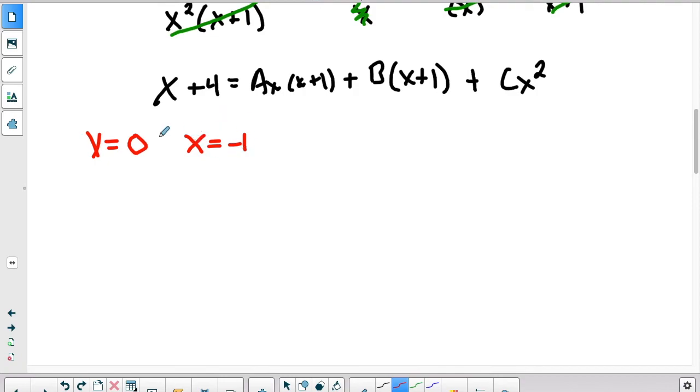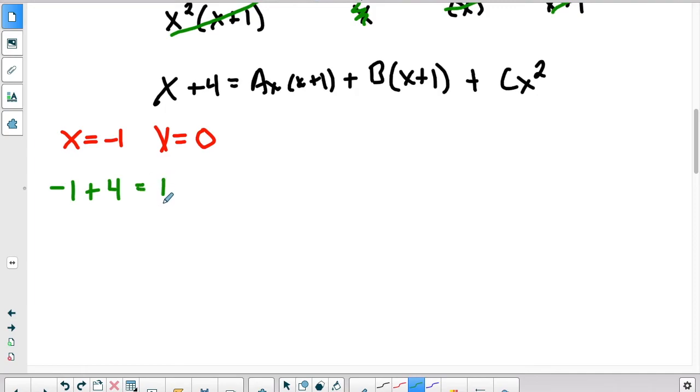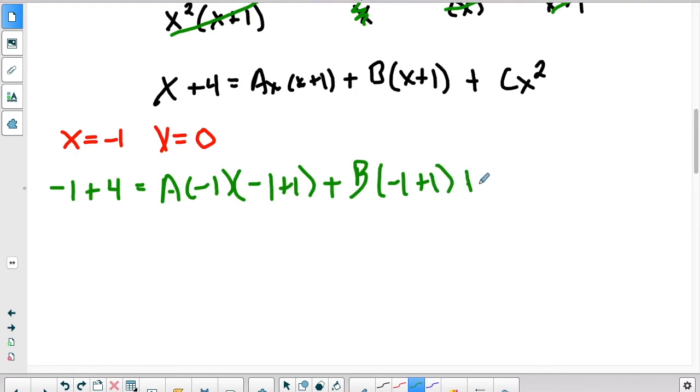Now the first one I'm going to do, again, kind of like the last one, is -1 first. It doesn't matter which order we do it. We could do 0 first or -1 first. It doesn't matter. So I'm going to do -1 first, and I'm going to plug that in. So what we'll have is -1 plus 4 is equal to a times -1 times -1 plus 1, plus b times -1 plus 1, plus c times -1 squared.